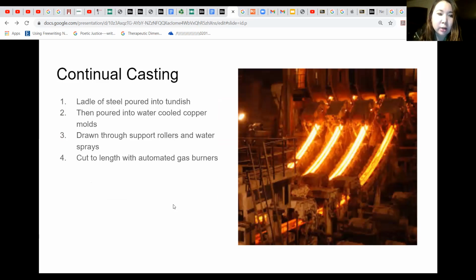After this is the continual casting process. For this step, a ladle of steel is poured into a tundish. Then this is poured into water-cooled copper molds. The steel is then drawn through support rollers with a set of water sprays attached, and then it is cut to length with automated gas burners.